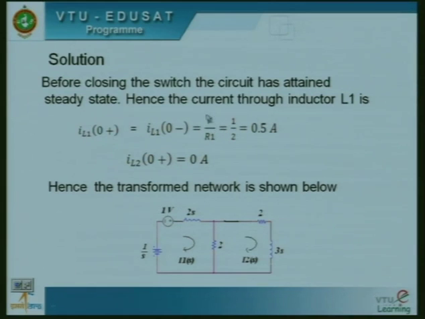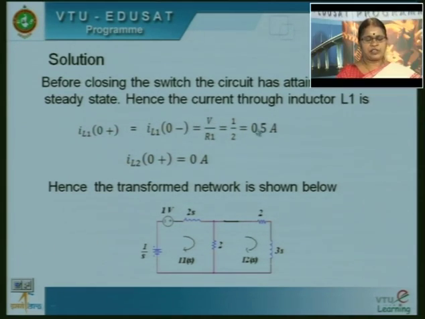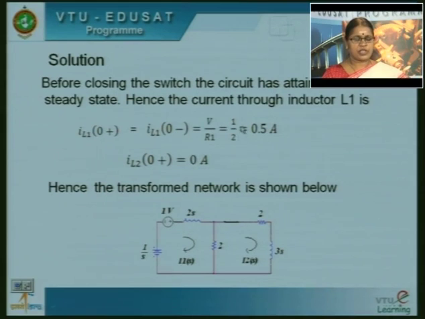Since the initial value of current through inductor L1 is V by R1, we can evaluate it to be 0.5 amperes, and IL2 we have just now evaluated to be 0 amperes. So, knowing these initial values of current flowing through the two inductors, I can write the transformed network.